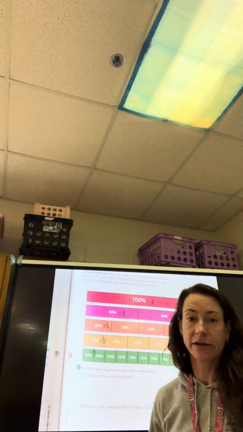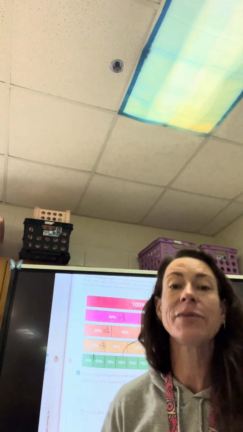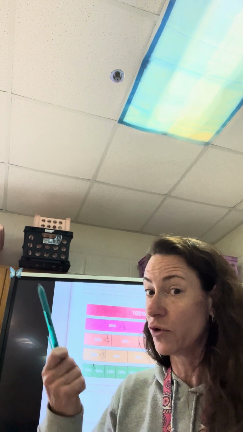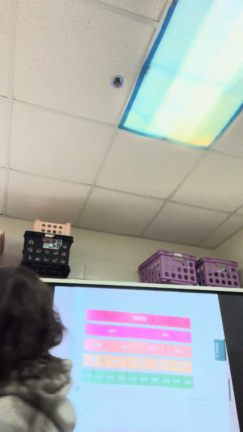And your 10%, because your 10% is the same as a 10th, which is a power of 10. So if you're finding 10% of something, you're multiplying it by a 10th, meaning you just move your decimal point one place value to the left, like we just did in the warm-up.